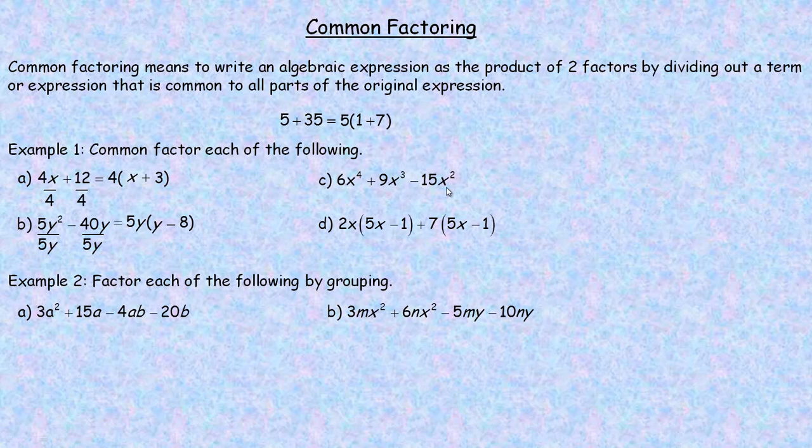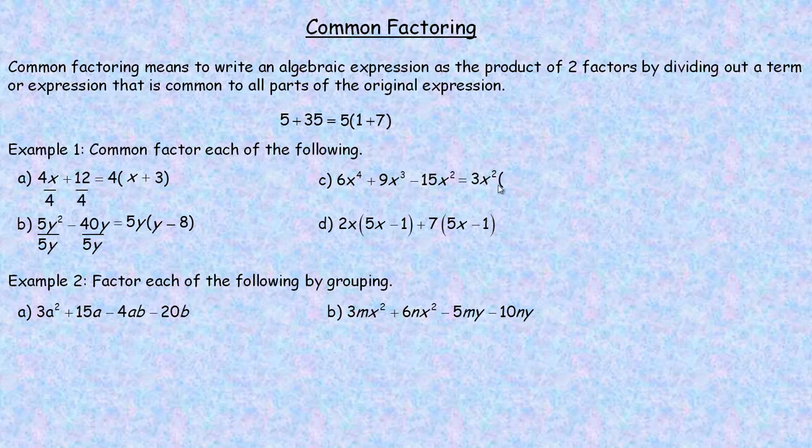You can't factor a larger power of x out because there's no larger power than x squared to factor out of this term, for example. I'm not going to write the dividing out here. So 3x squared is the common factor. We actually divide each of these by 3x squared to get what's in the brackets here.